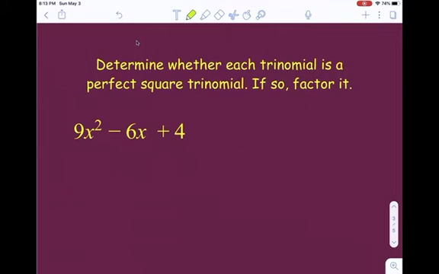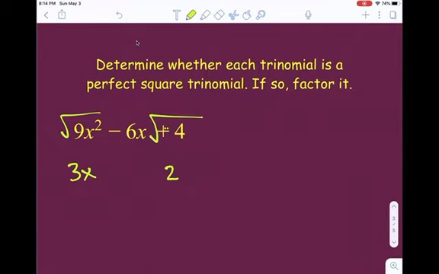All right, let's look at some of these. Determine whether each trinomial is a perfect square trinomial. If it is, factor it. All right, so let's take the square root of both of these. The square root of 9x squared is 3x. And then I kind of wrote this wrong. It should be the square root of positive 4, because you want to make sure that term's positive. So the square root of positive 4 is 2.